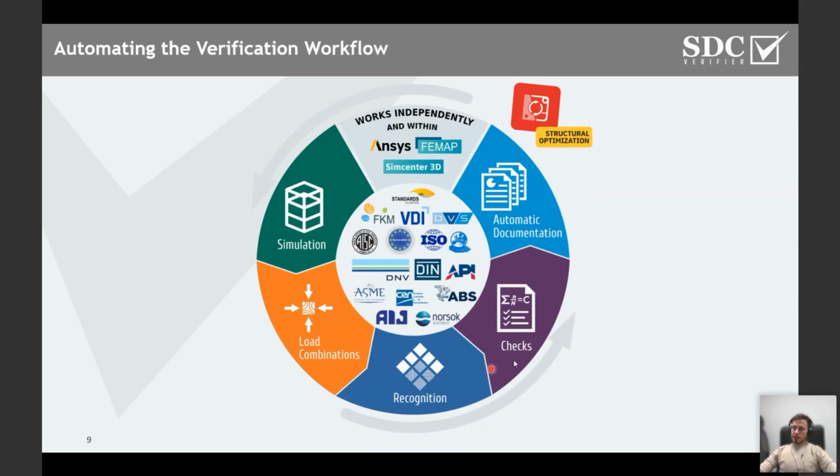And the whole diagram is built in a circle because all this process is automated, and when you apply any changes in your simulation model, whether you would like to revise some loads or some geometry of the structure, then you can simply update your report, and everything will be recalculated once again. So all the recognition, checks and so on will be recalculated again, and your results will be up to date in a matter of a couple of seconds.